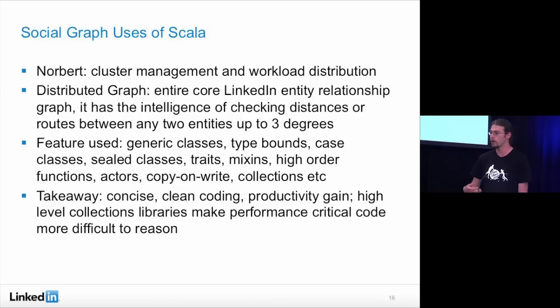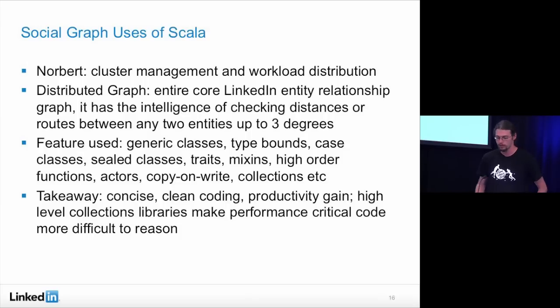Traits and mix-ins give you a lot of code reuse. They're very nice. I personally, along with Mark, really like higher order functions just for the ability to reason about the way they're going to work, making things very simple. Sometimes it's very easy to parallelize map calls, for example. To make concurrency easier, we use a combination of actors, particularly in Norbert, and copy on write, which Ray will talk about in the actual distributed graph.